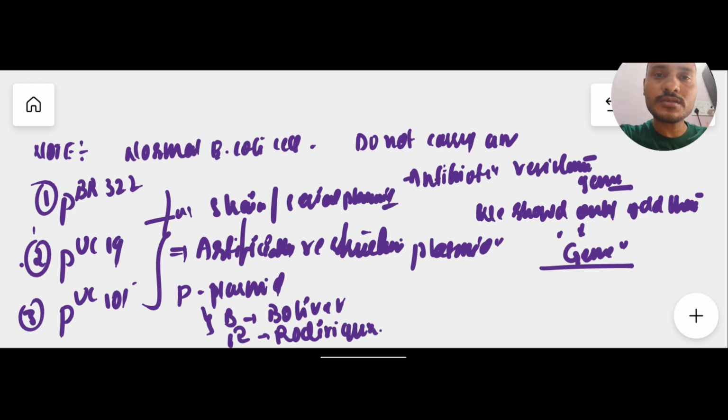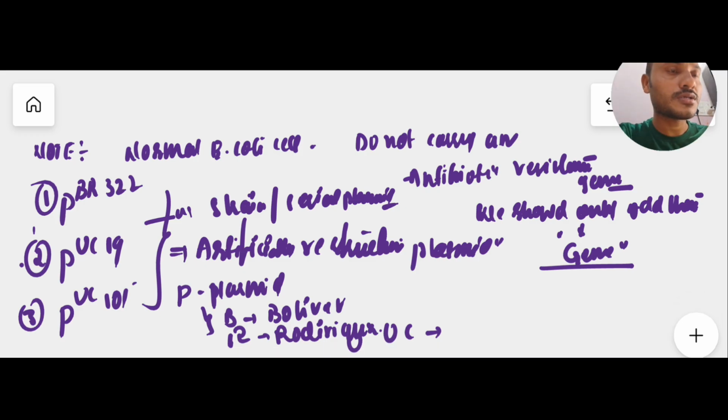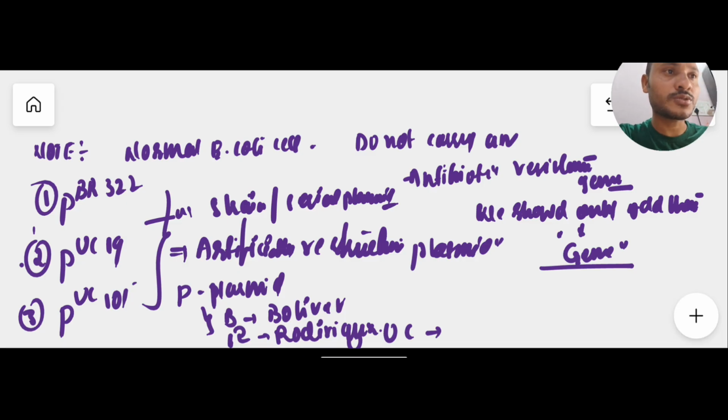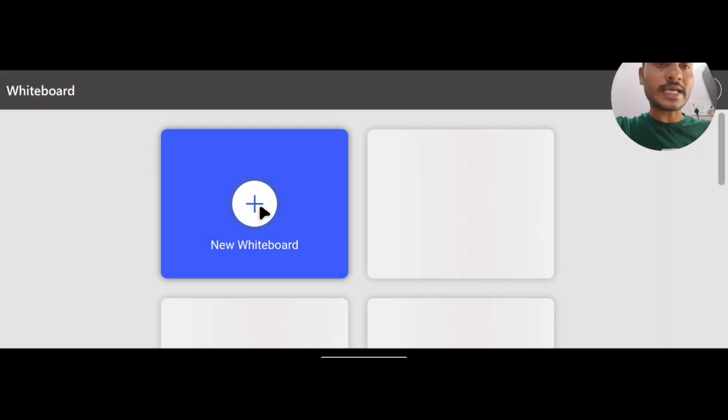Coming to the second and third, p means plasmid, UC means University of California, where two series were discovered, 99 and 101. So this is all about these plasmids. They were restructured by different scientists, adding various recognition sites as well as selectable markers. Now we move on to very important types of plasmids.